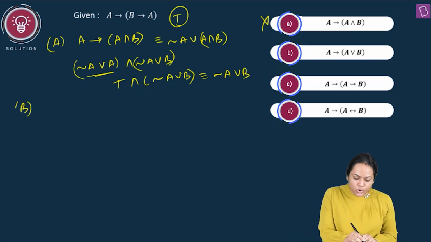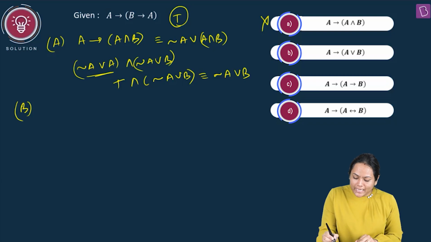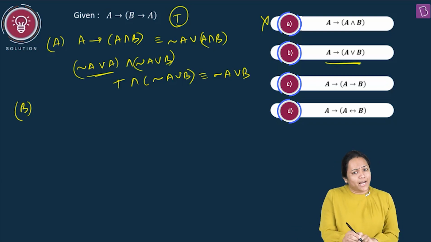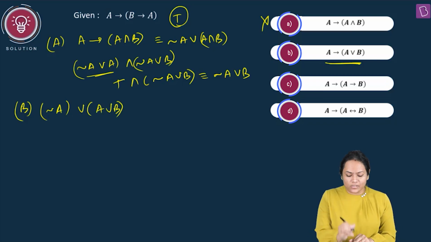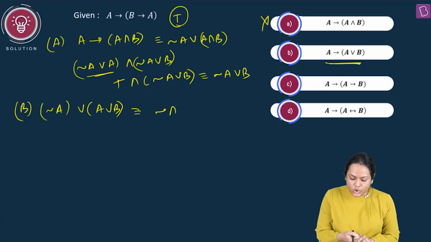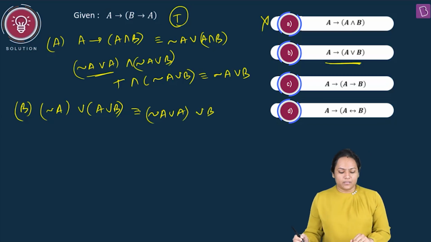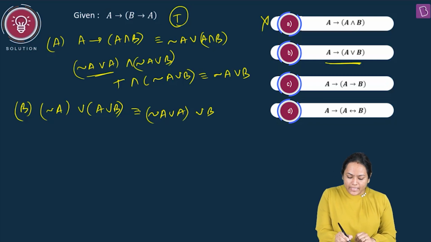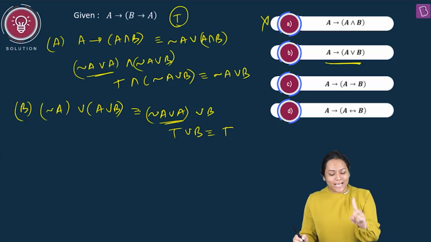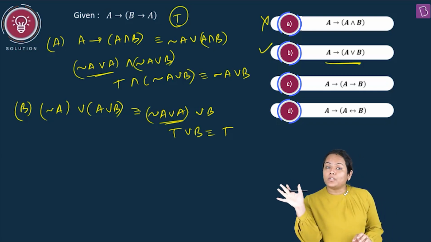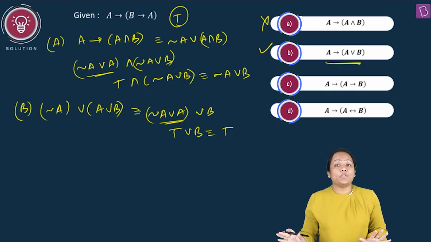Moving on to option B. My option B is A implies A or B. I guess this can be the answer. Let's quickly write it down. A implies A or B can be written as negation A or A or B. Using the associative law, this can be written as (negation A or A) or B, right? Now I have a tautology or B, which again gives a tautology. That means my option B has to be the right one. So quickly we can mark the answer that it is going to be B.